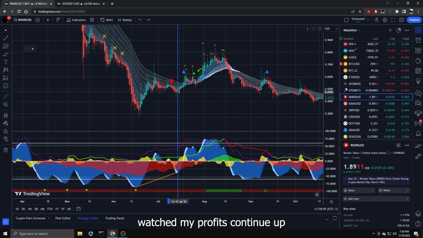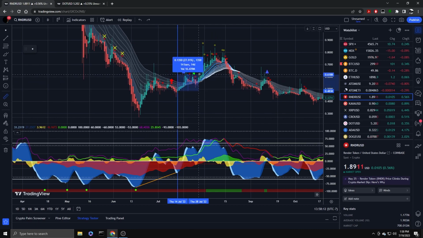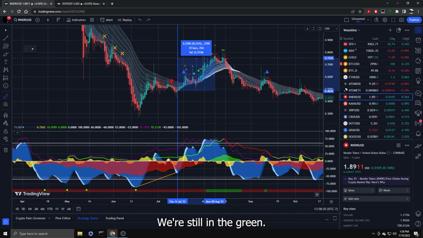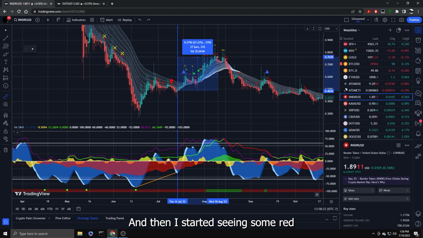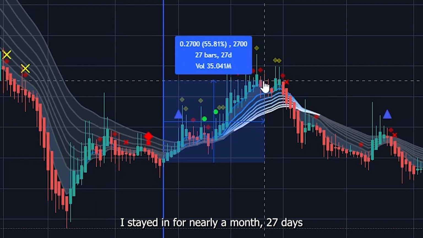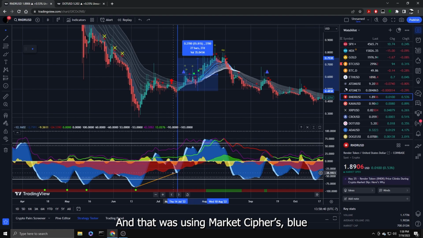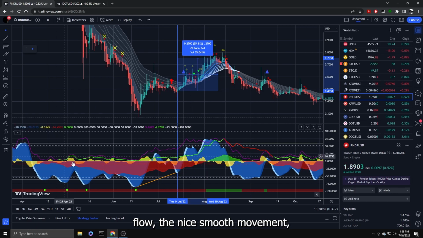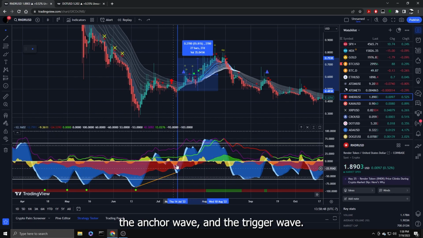And I watched my profits continue up as the money flow moved as predicted. I'm in the green. Okay, we're good. The momentum is still up there. We're still in the green. And then I started seeing some red diamonds. Momentum's pulling downwards, and I left right here. So instead of 7 days at 24% profit, I stayed in for nearly a month, 27 days, for a 55% profit. And that was using Market Cipher's Blue Wave strategy, focusing on the money flow, the nice smooth movement, the anchor wave, and the trigger wave.